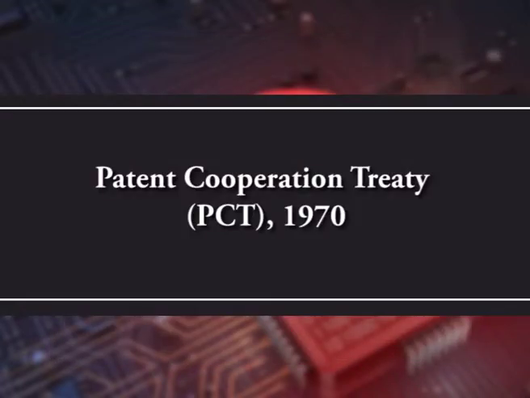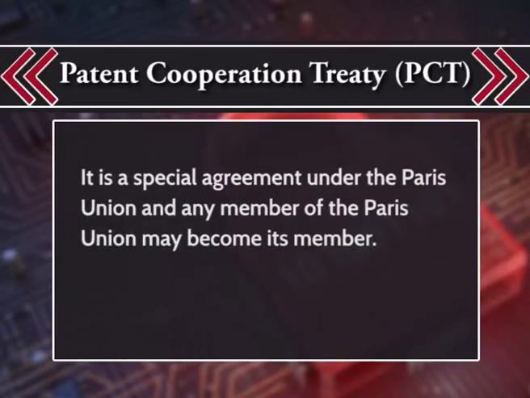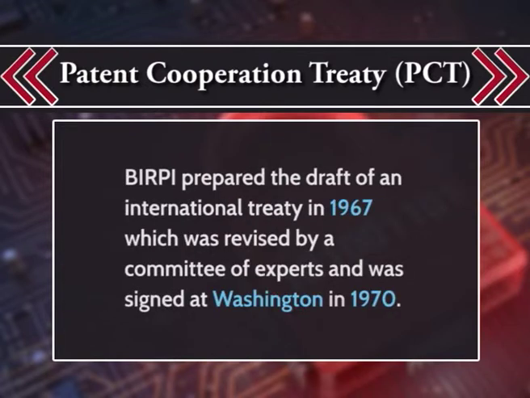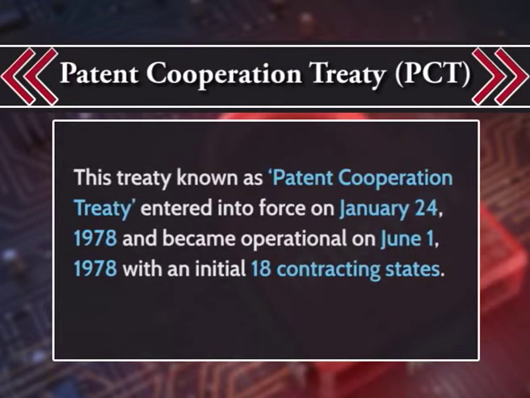Then there is the Patent Cooperation Treaty of 1970. It is a special agreement under the Paris Union, and any member of the Paris Union may become its member. BIRPI prepared the draft of an international treaty in 1967, which was revised by the Committee of Experts and was signed at Washington in 1970. This treaty, known as the Patent Cooperation Treaty, entered into force on January 24, 1978 and became operational on June 1, 1978 with an initial 18 contracting states.